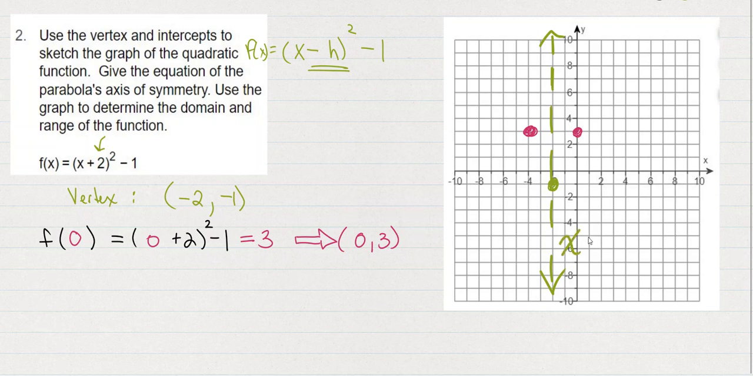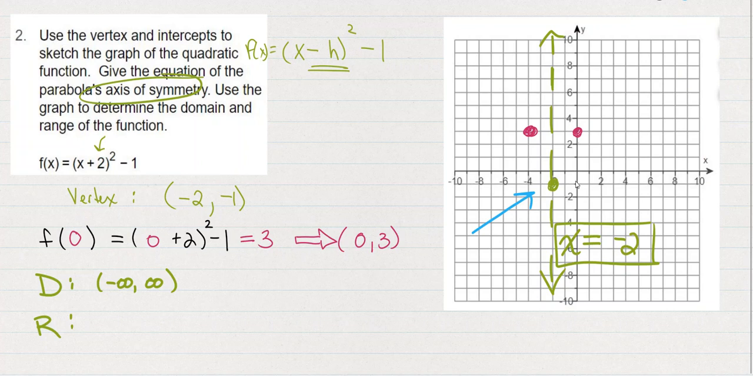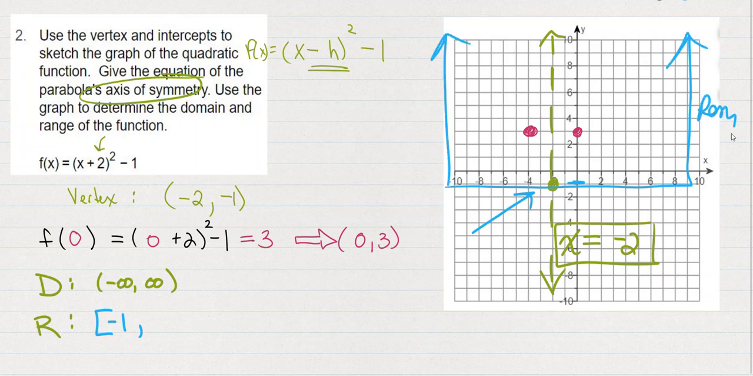And that equation, the axis of symmetry, x equals negative 2 is the axis of symmetry. And then the domain, we could have all real numbers, so from negative infinity to infinity. And the range is going to start at y equals negative 1. It includes negative 1. So we start right here and then we go up from there for the range. So we start at negative 1 and go up to infinity.